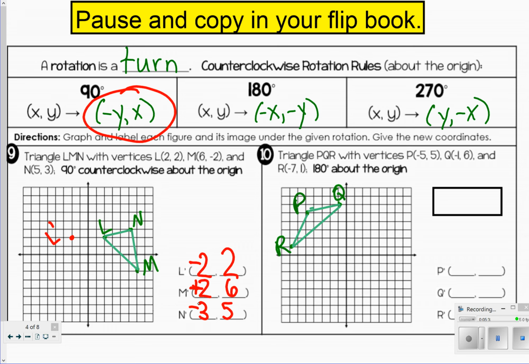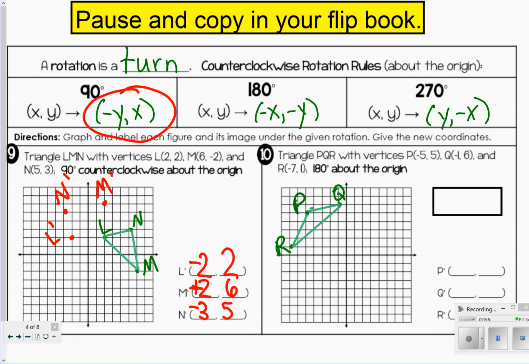M is going to be 2, 6, so 2, 4, 5, 6. This is where M prime is going to be. And N is -3, 5. So -3, and that would be right here. And this is N prime.